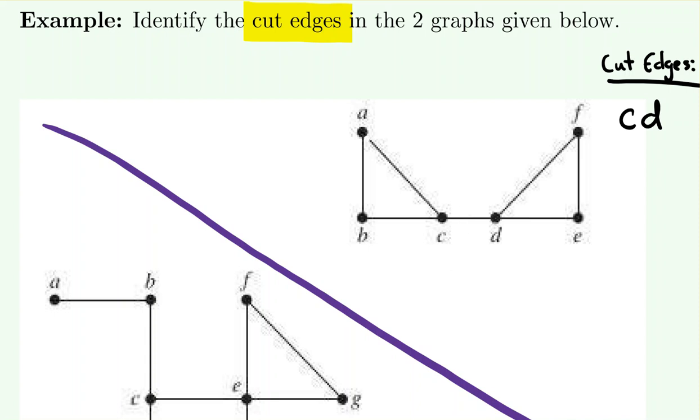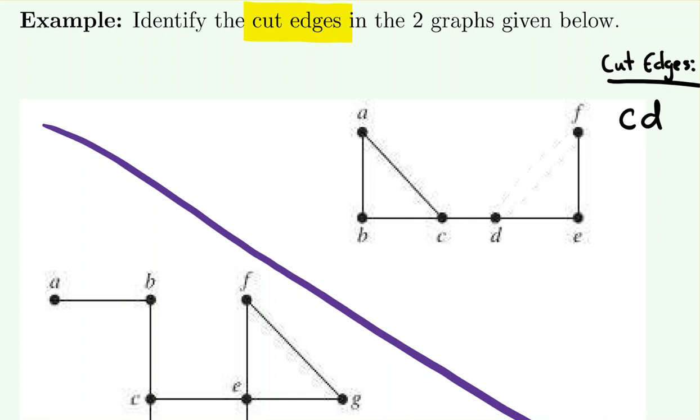Okay, let's see, imagine erasing AC, and you can just do this mentally, see that it's still connected, so it's not a cut edge. If we deleted BC, still a connected graph, not a cut edge. We already established CD as a cut edge. If we got rid of D and E, the graph is still connected. E to F, still connected.